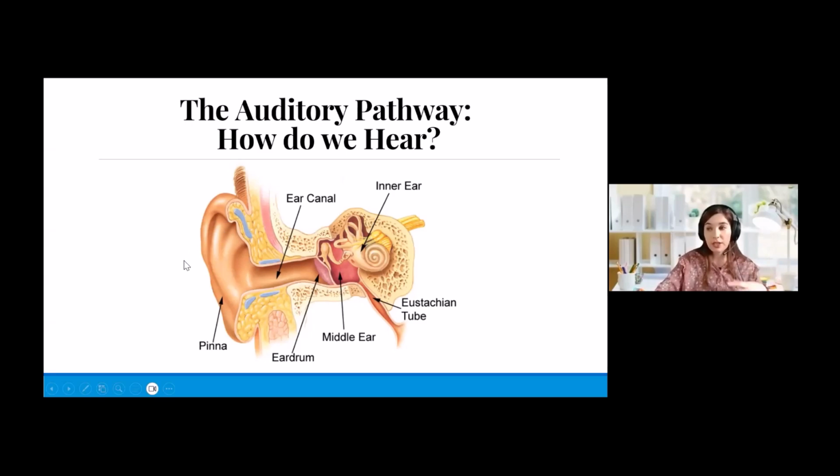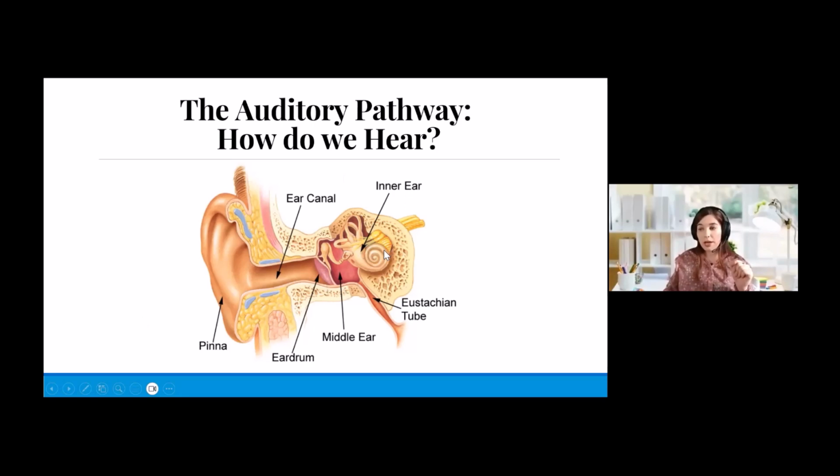Firstly, we have sound waves. Sound starts with sound waves in the air, and these sound waves are generated by different objects like your vocal folds when you speak or a musical instrument that people play. Then these sound waves are collected, processed and transferred by the different parts of the ear, and the ear can be broken down into three parts: the outer part, the middle part and the inner part.